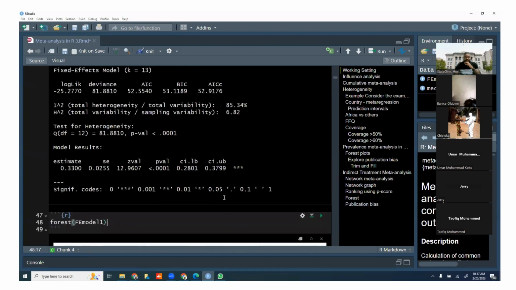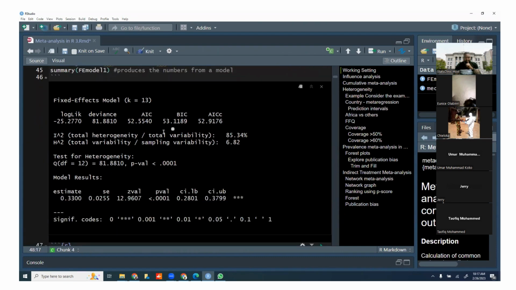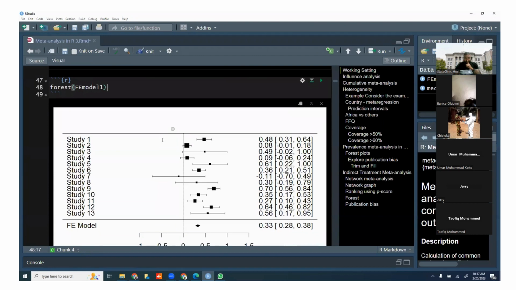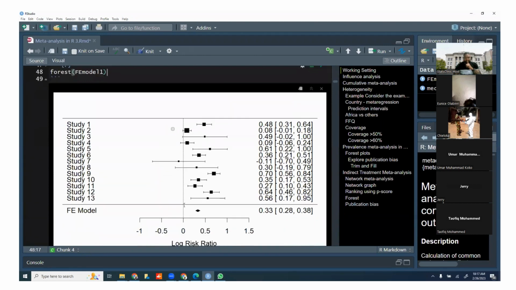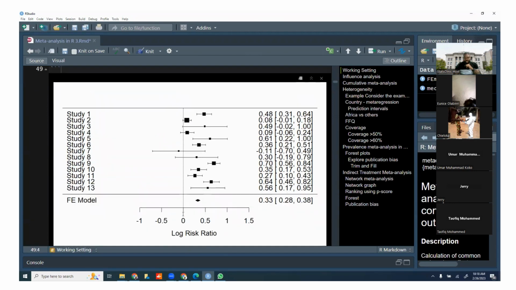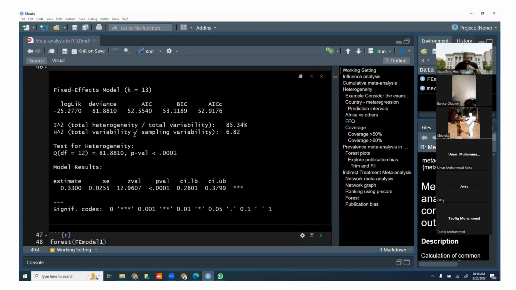Okay, let me see. Right, so okay, that doesn't look right to me. Yeah, this is log risk ratio, so it does look right. So this is the log risk ratio. You see that this is the log risk ratio. So ideally, we should have included in the code statement something that tells how to exponentiate.